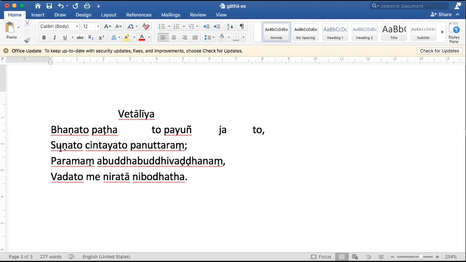Then in the second line there should be 8 moras at the beginning. Su na to, 4 moras, chin 6, ta ya 8, right? You can count with me. 8 moras at the beginning. Then ragana, lahu, garu. Right? Okay. Third line: paramang, 4 moras, a 5, buddh.